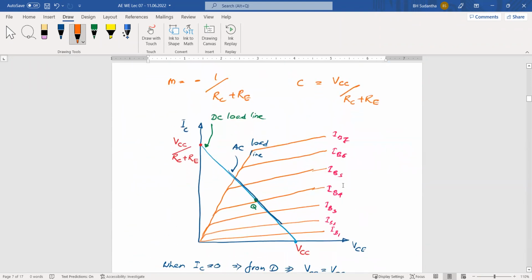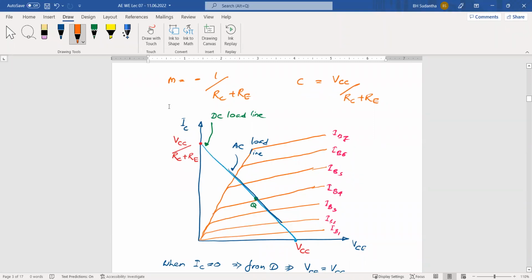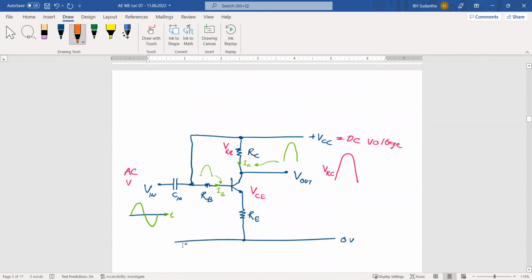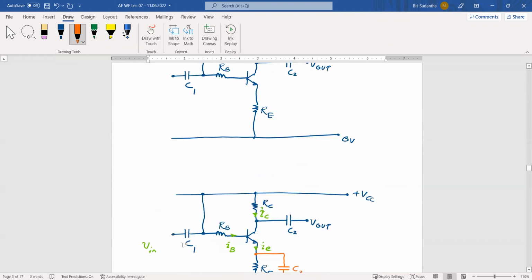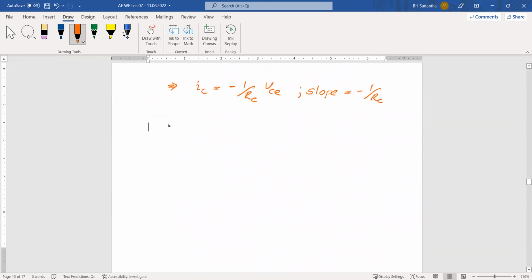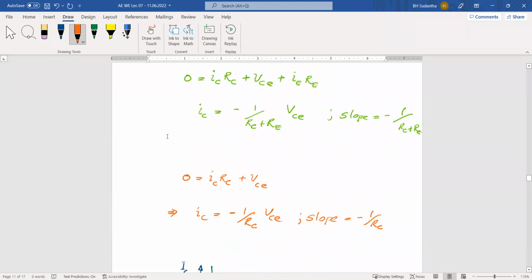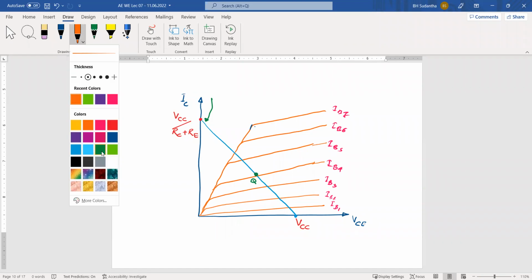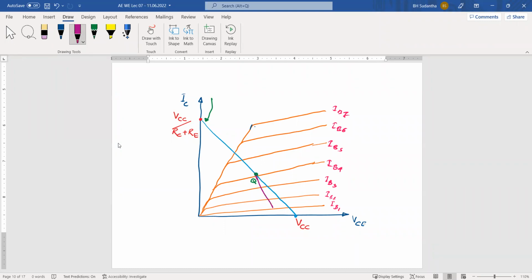You remember this one? In this case, we have coincided AC load line and DC load line. But in this case, when you rearrange this circuit like that, when we add this capacitor there, we have the same Q point, but we have a different AC load line.